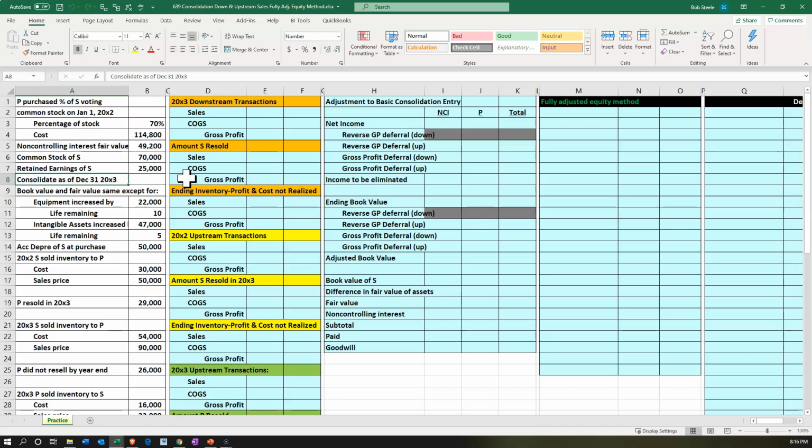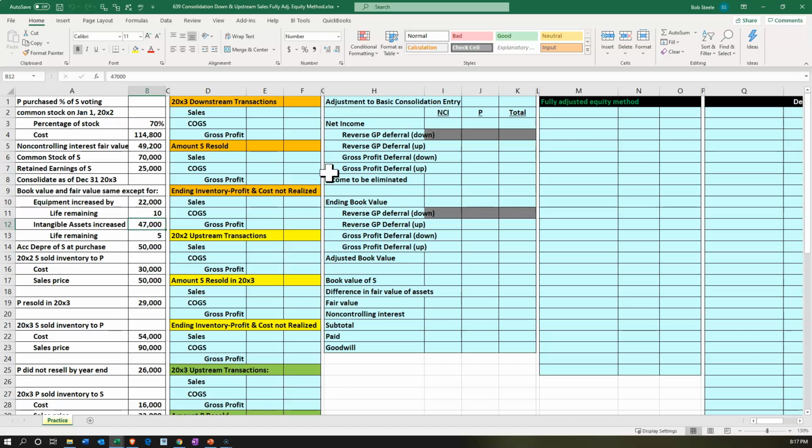So the purchase took place in January of X2. That means we had all of X2 and then all of X3, so basically 2 years later. Then we have the book value and fair value, the same at the point in time of purchase, January 20X2, except for equipment, which had a higher value of $22,000 and a 10-year useful life, with a straight line depreciation method for that increase in value. That does include depreciation that we will have to be dealing with.